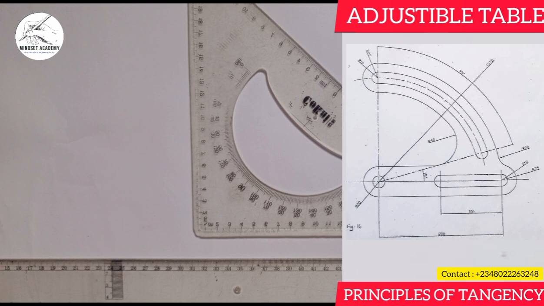Now we'll be drawing an adjustable table, as you can see at the right hand side of the screen. The first thing you do when you are dealing with tangency is to locate any known center. I'll be starting from this point that my arrow is pointing to, somewhere around here.